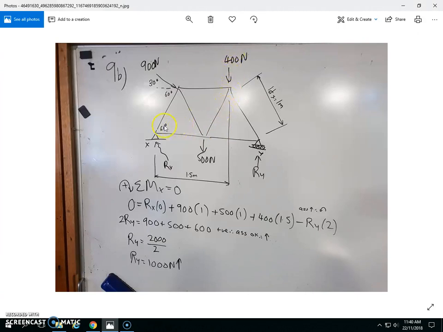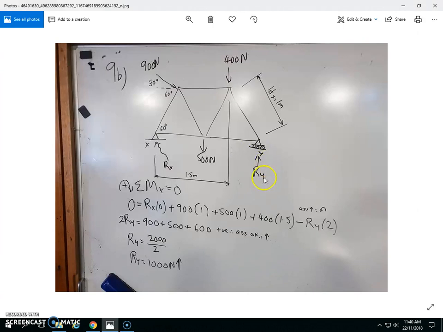The 400 newtons is one triangle and half a triangle away. We don't ignore this top triangle. We're just looking at the bottom. One triangle, half a triangle. So one triangle plus half a triangle is 1.5 meters. Are we all okay with that's how we've got this perpendicular distance?